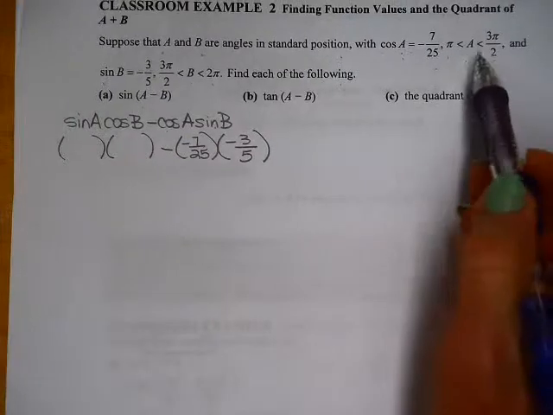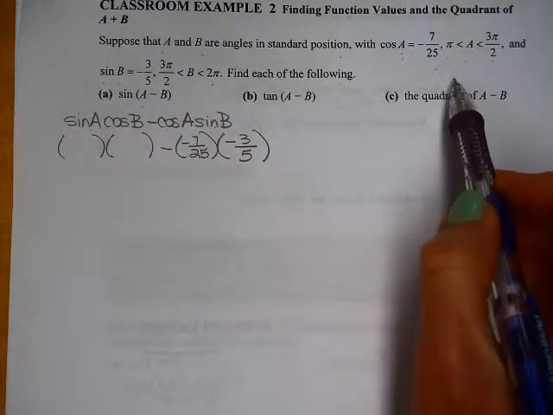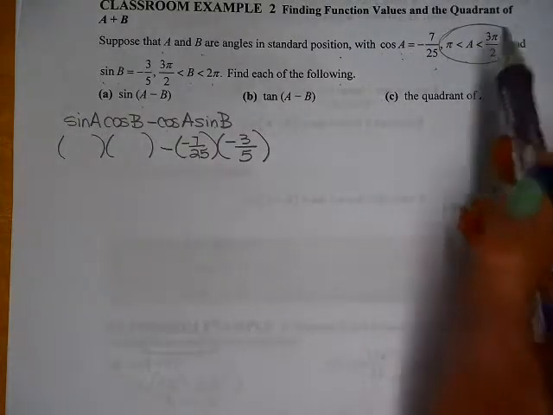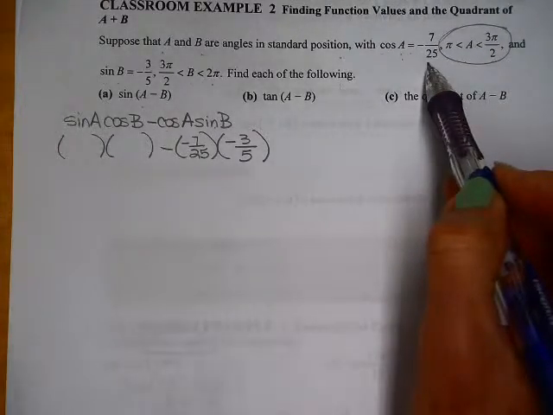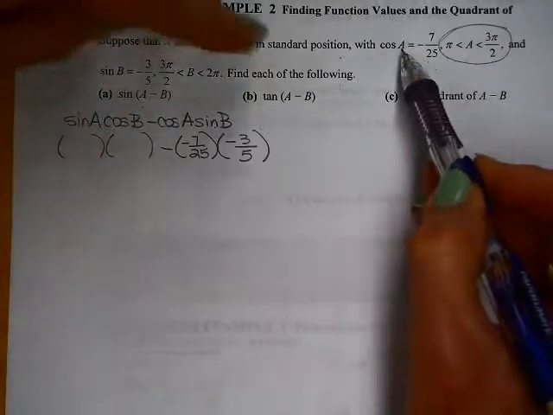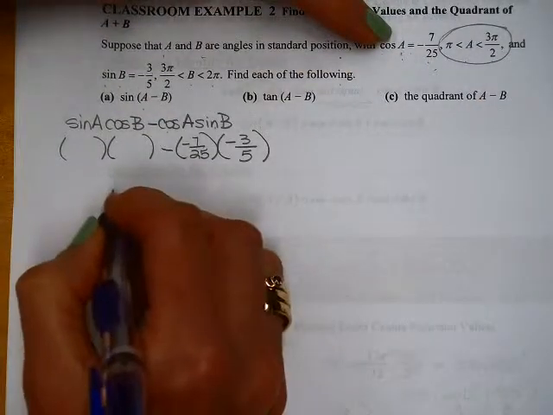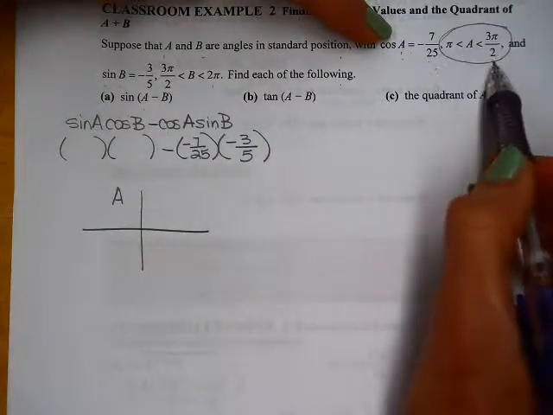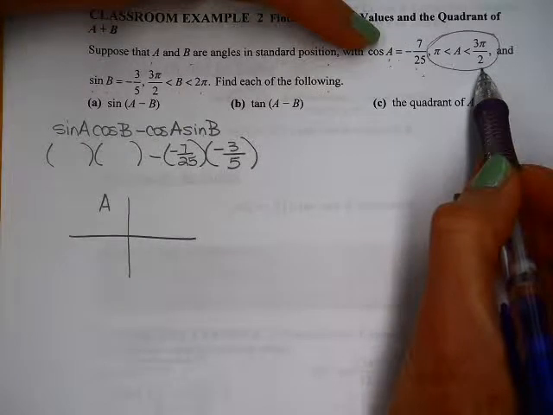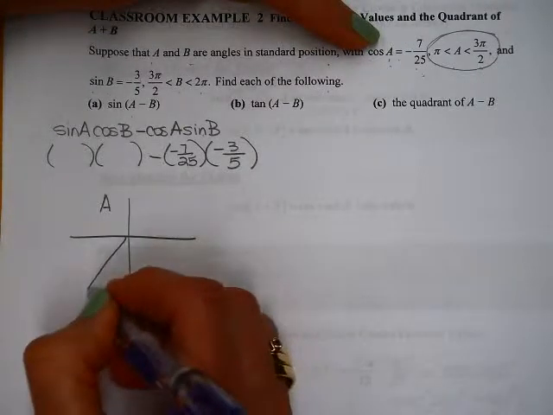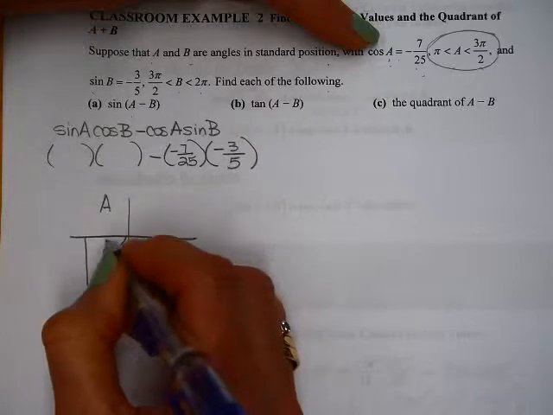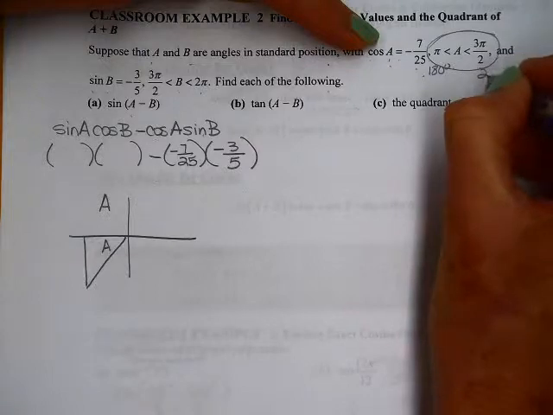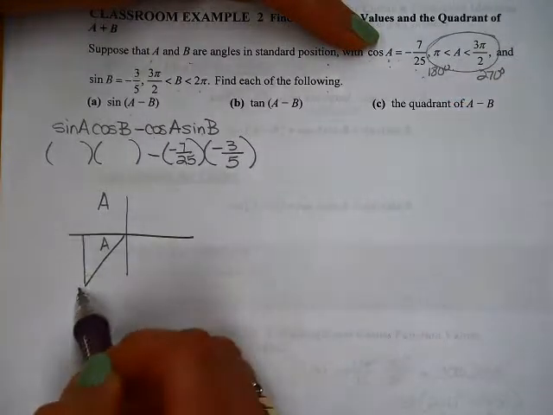Why do we need this stuff? What is this telling us? Exactly. This is telling you the quadrant. You've always got to know the quadrant so you know whether your function is positive or negative. So for angle A, this is our angle A information. What quadrant is it in? If A is between pi and 3 pi over 2, where is angle A? Exactly. It is down here in quadrant 3. Because remember, pi is 180 degrees and 3 pi over 2 is 270. So A is in quadrant 3.